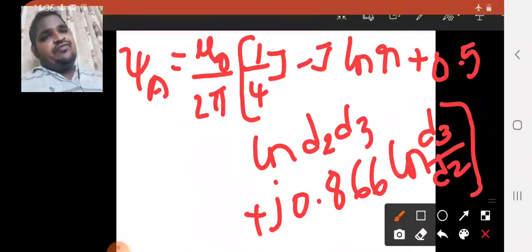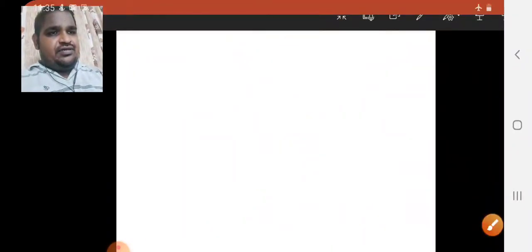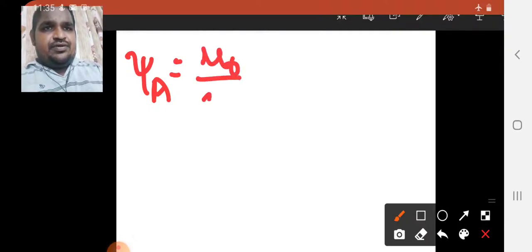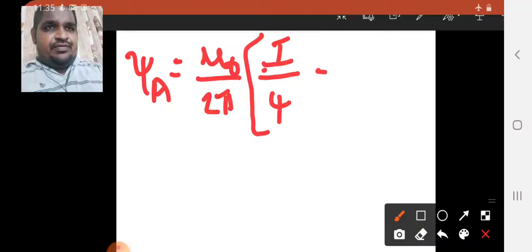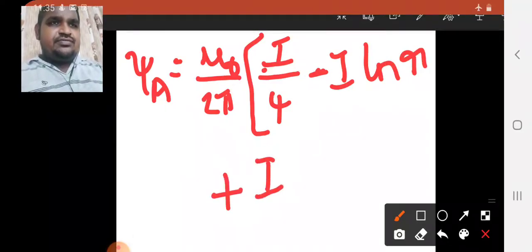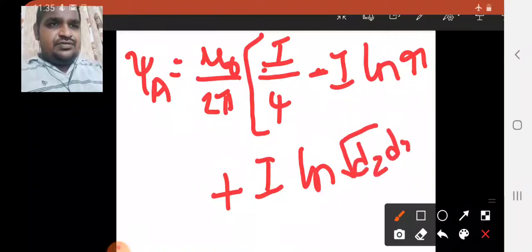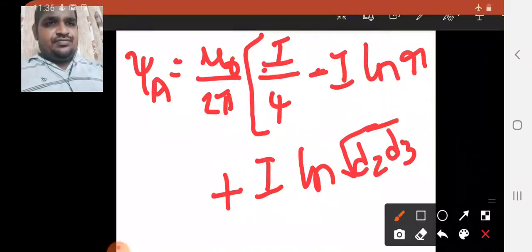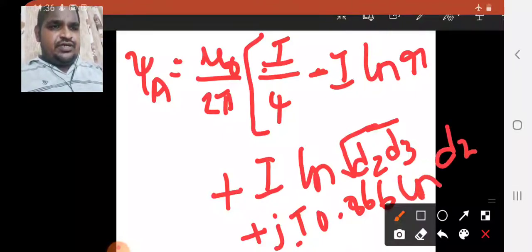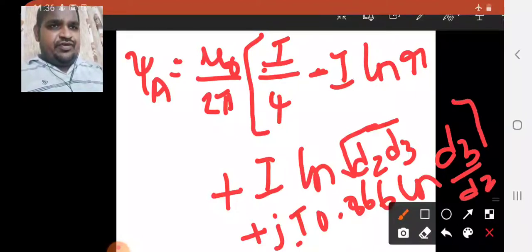So now how can we write 0.5 ln D2 D3? Here we can write psi A is equal to mu naught by 2 pi, I by 4 minus I ln r plus I into ln of root D2 D3, plus j I 0.866 ln D3 by D2. So this is the expression for psi A.